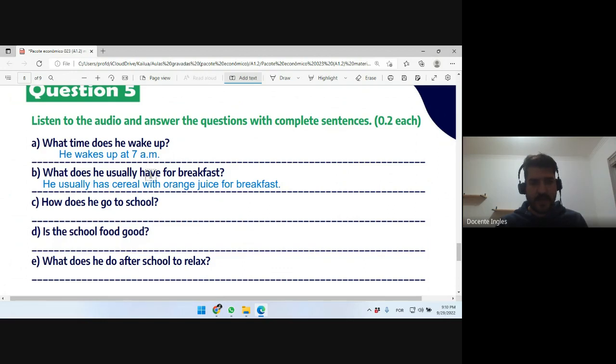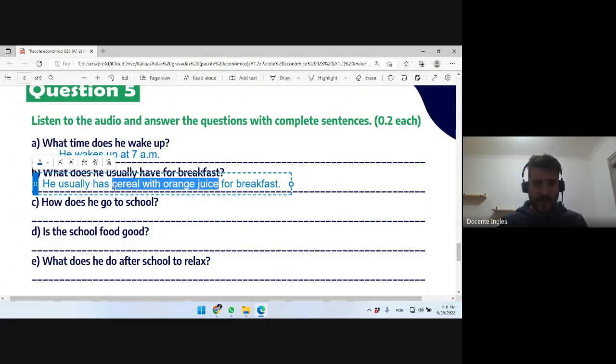Okay, in this case, the complement of the verb have is cereal with orange juice. So we have to respect this order. Verb, complement, and after the complement, the extra information.